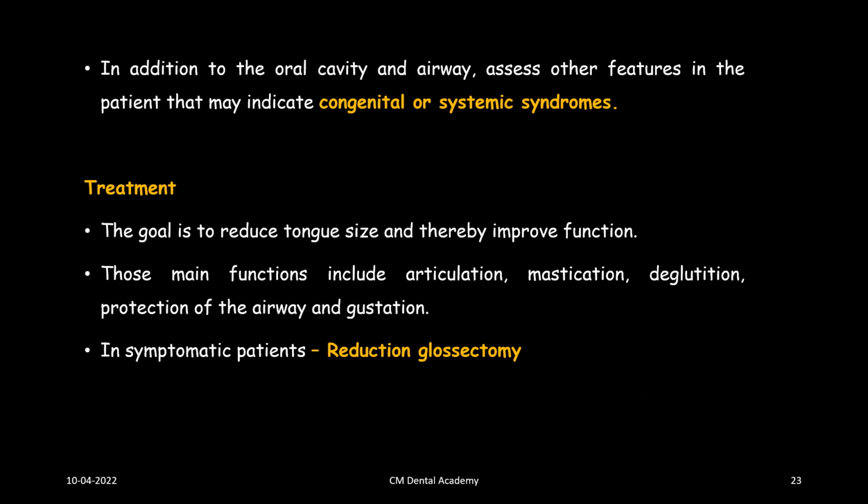In addition to the oral cavity and airway, assess other features of the patient for congenital and systemic syndromes. In the main treatment for patients with macroglossia, the goal is to reduce the tongue size and thereby improve the function, which is of main concern to the patients. The functions include articulation, mastication, deglutition, protection of the airway, and gustation. In symptomatic patients, reduction glossectomy is performed.